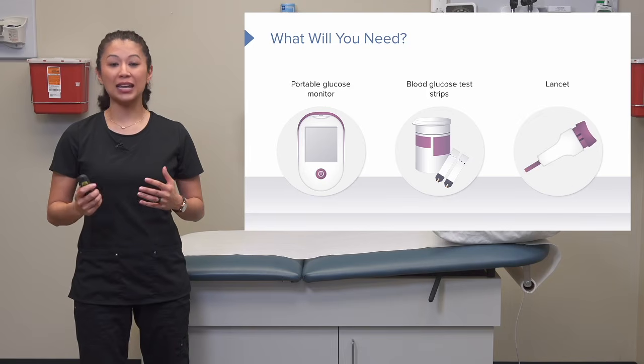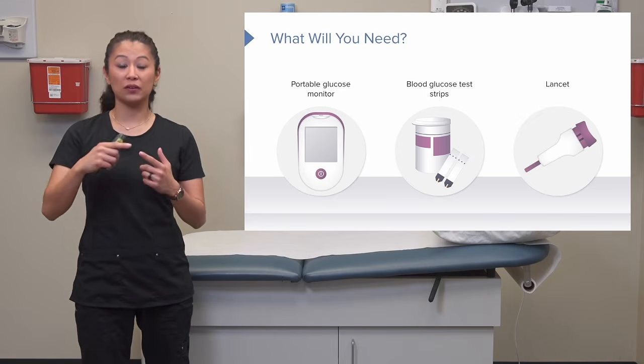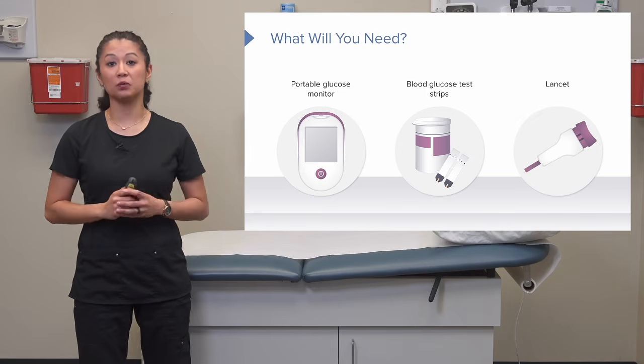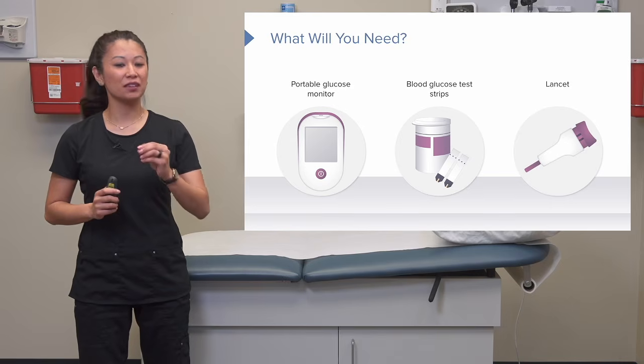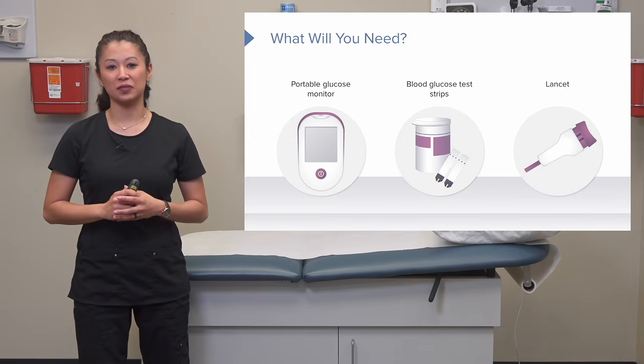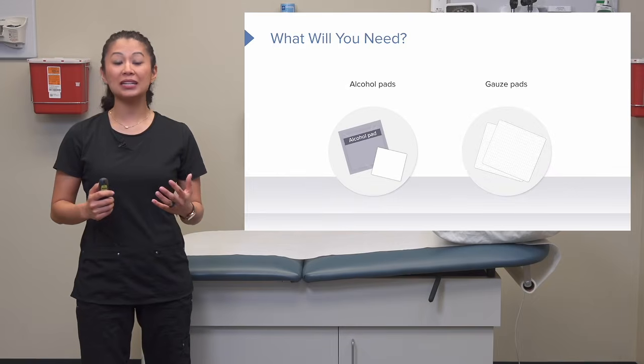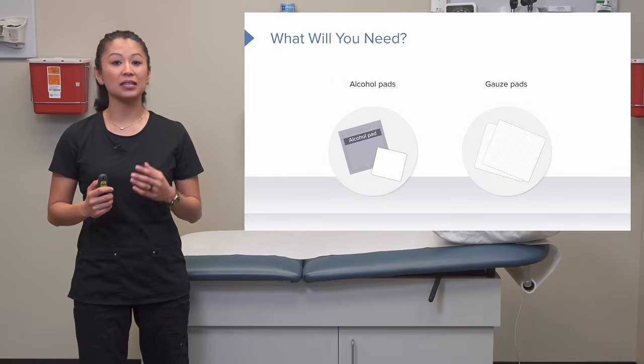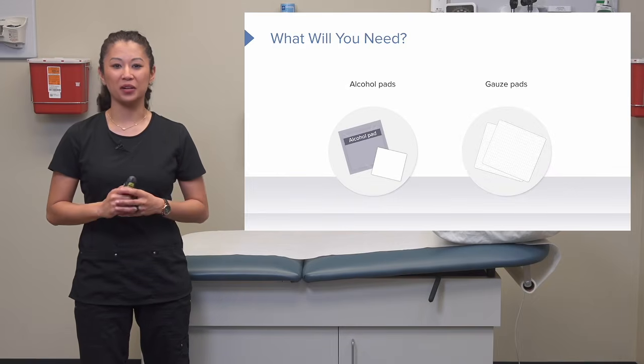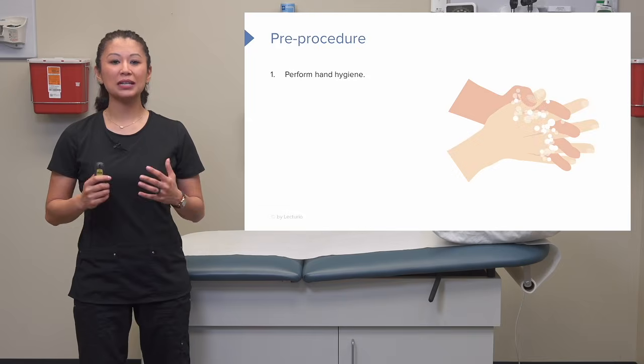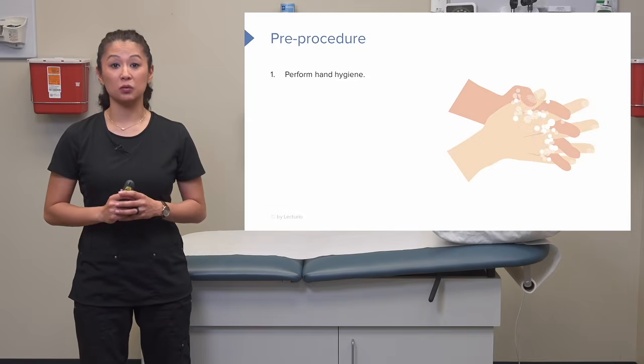And next is the lancet, which is what's going to give us the puncture to obtain the blood glucose. And again, the lancets can vary slightly from facility to facility. You're going to need an alcohol pad for cleaning and some sort of gauze pad or even a cotton ball. So let's talk about how we obtain that blood glucose.